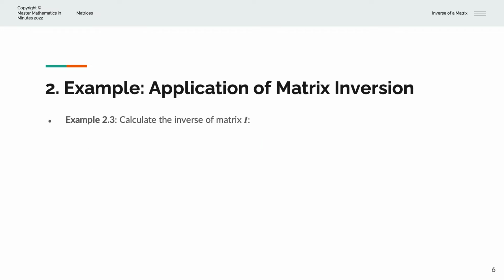In the third example, we'll also calculate the inverse of matrix I. So I is the identity matrix. It has 1s on the diagonals and 0 elsewhere. And so, the first step is to take 1 divided by the determinant of matrix I. So that is AD minus BC, with A as 1, multiplied by D, which is also 1, minus B, which is 0, multiplied by C, which is also 0.